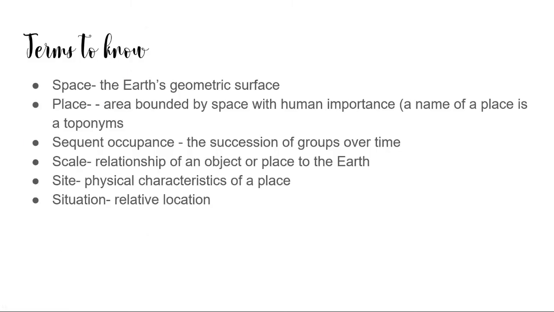So these are just terms that you should know. Space is the Earth's geometric surface. Place is an area bounded by space with human importance. Sequent occupants is a succession of groups over time. Scale is a relationship of an object or place to the Earth. Site is a physical characteristic of a place, and situation is a relative location.